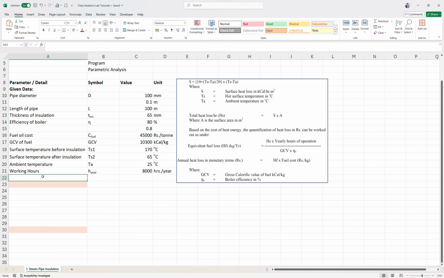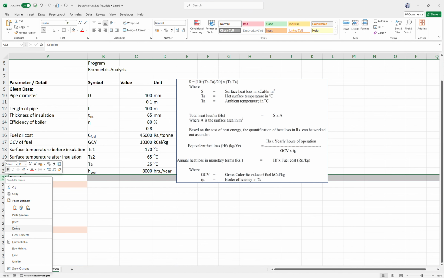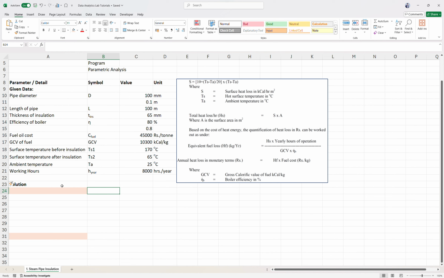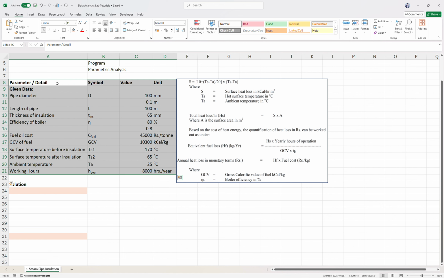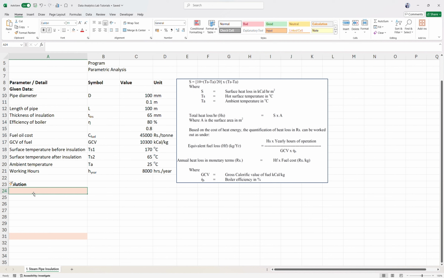Now we will go towards the solution. I will suggest you leave some space between the given data and solution. Insert a simple row. So that will make your table look more readable and more appealing. The clutter will be reduced. Okay, solution. So first of all, we will analyze the existing system. What is the current status of the system? We will calculate current surface heat loss, current fuel loss, current monetary loss, loss in terms of money.